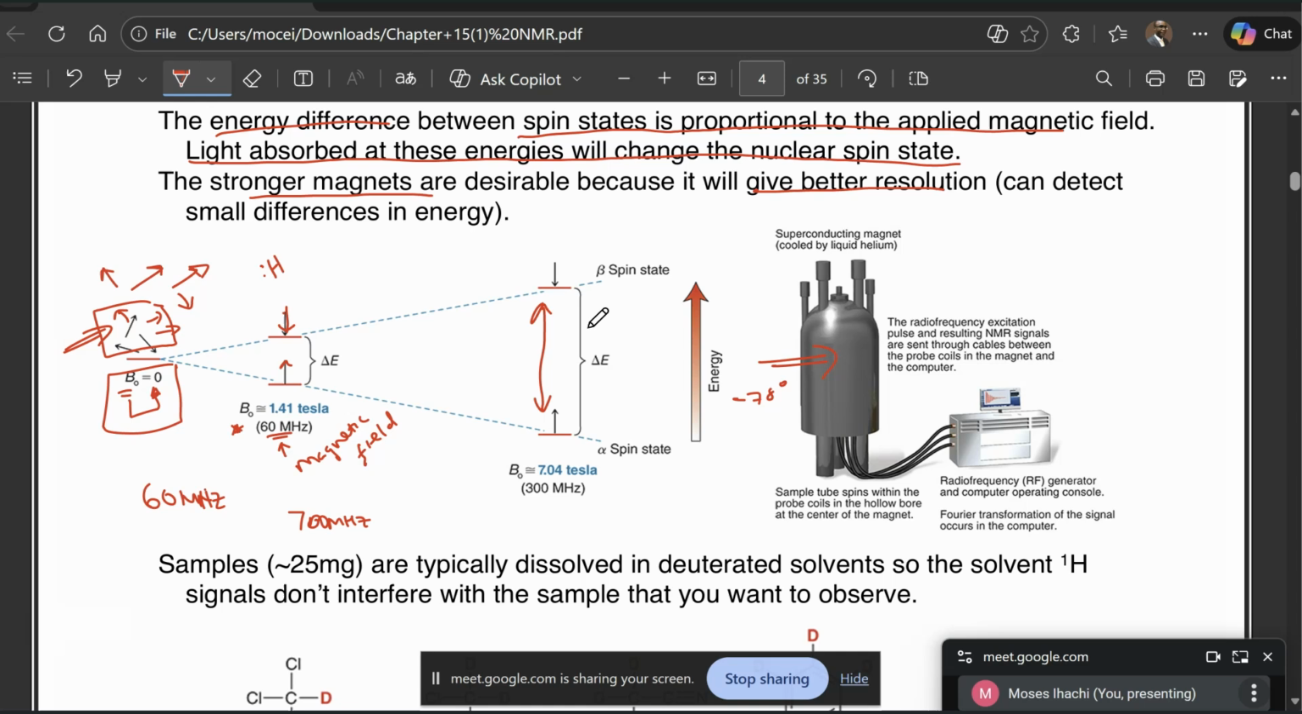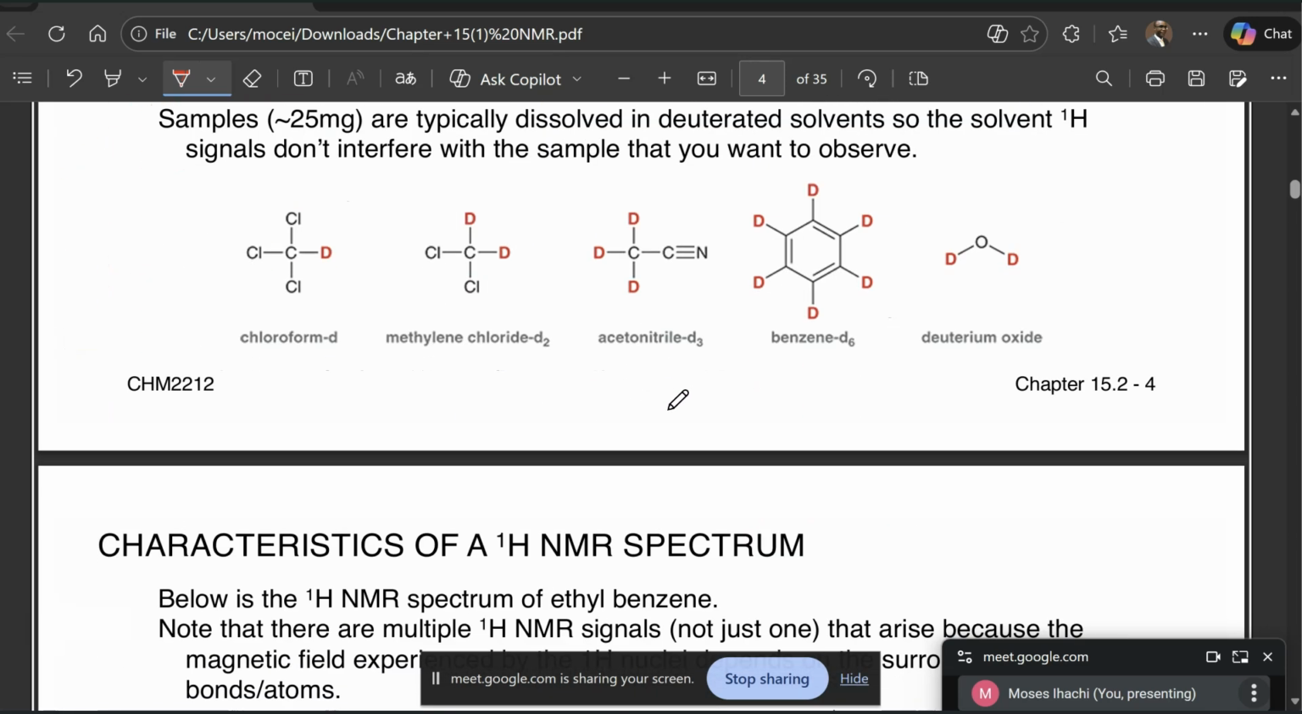Just to answer you, the delta E is just the difference between the two states of possible spin of an electron when a magnetic field is applied to the molecule. Okay. Yeah, so there are different solvents we use. Usually the solvent we use, we don't want them to have hydrogens. Do you know why? Because you're trying to measure the hydrogens in your sample.